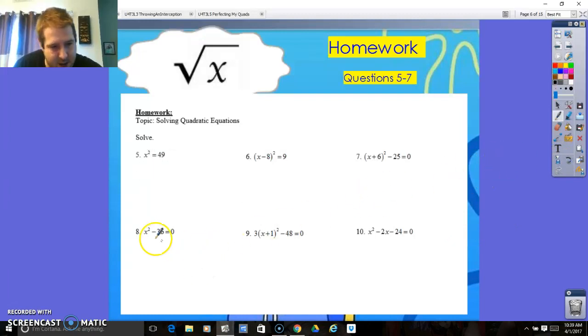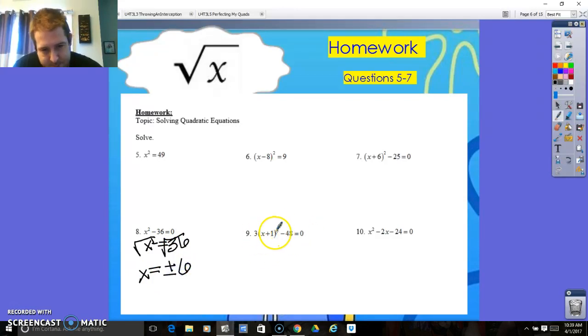Let's go down to question number 8. I want to get rid of the 36. I want the left-hand side to be a perfect square, and it would be a perfect square if x squared was by itself. So once I add 36 to both sides, this is what I got. It looks like this is going to be an easy problem. x is both positive and negative 6.